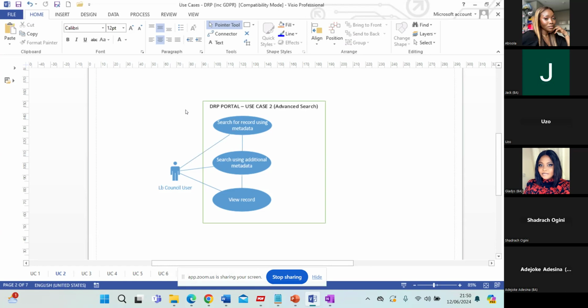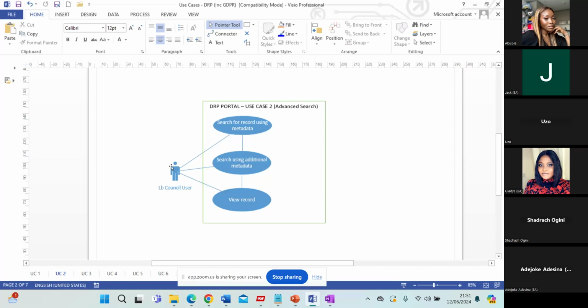But because this is a use case diagram, we don't have a start and end there. We just go straight into interaction with the system. So once you see this box here, you know that it's a system. That's how it's depicted in use case diagrams. The actor is usually depicted as a stick figure, and then all these bubbles are the different tasks or activities.